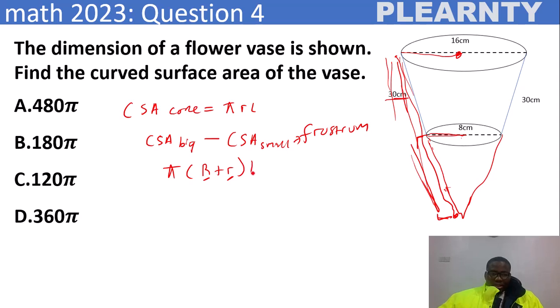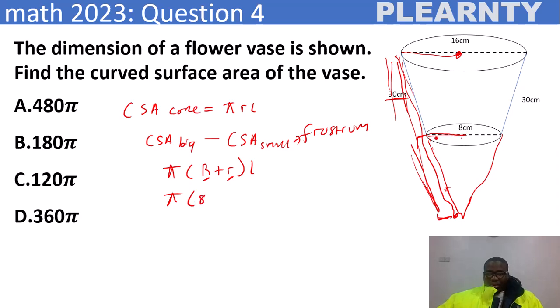So if we want to put all of this here, remember in these options we already have pi, so we don't need to multiply pi by whatever we have here. So we can just say pi, this big radius: if the diameter is 16, radius is diameter divided by 2. So the radius of this big cone is going to be 8.